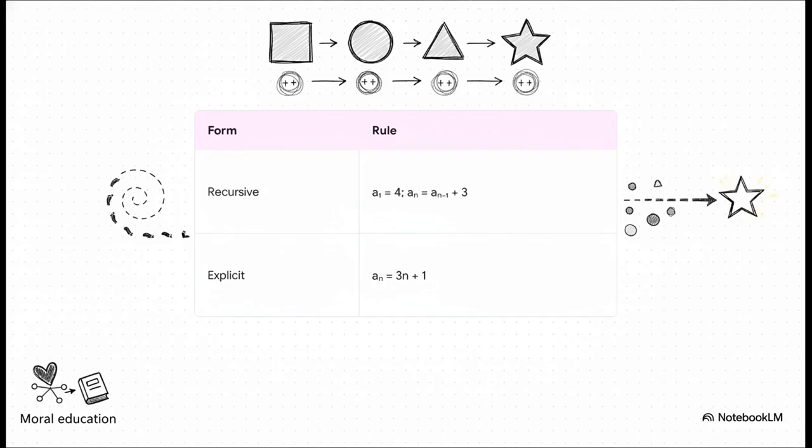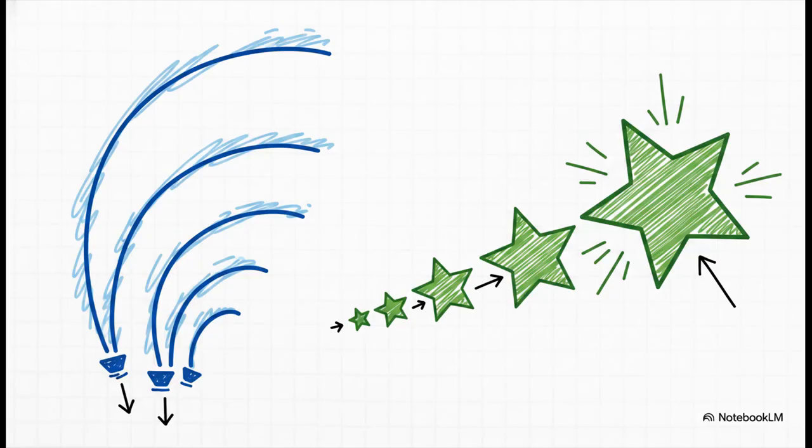But now, check out the explicit rule in the right column. a_n equals 3n plus 1. If we want the 4th term, we don't even need the 3rd term. We just plug in 4 for n. 3 times 4 is 12, plus 1 is 13. Boom! A direct jump to the answer. Next, we have geometric sequences. Unlike those steady stairs of arithmetic patterns, geometric sequences leap.